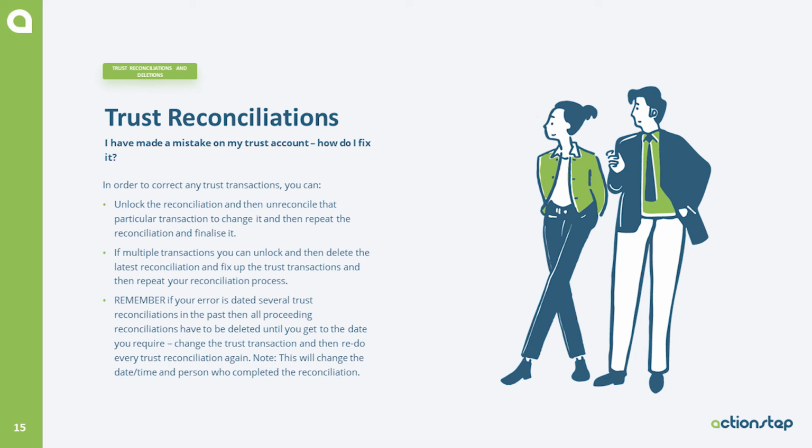It is worthwhile remembering that if that error is dated several trust reconciliations in the past, then all of the preceding reconciliations have to be deleted until you get to the date you require. So that means that if it was 3 months ago, then you do have to unwind those 3 months of trust transactions. And there is a reason for that. We don't want it to be easy, and we should be very careful when we're doing our reconciliations that we are getting all those transactions correct.